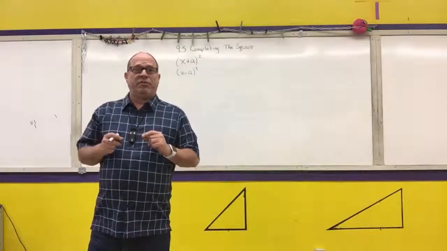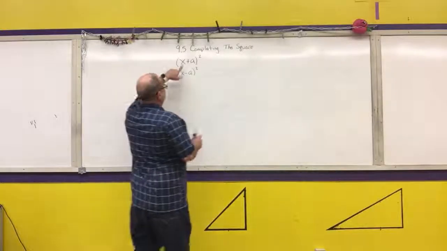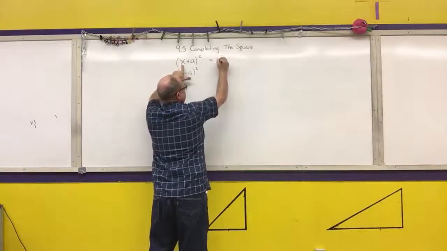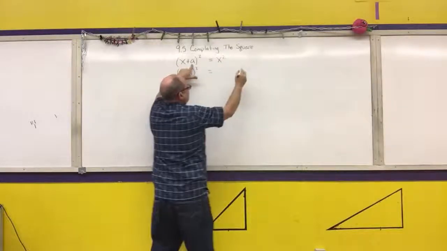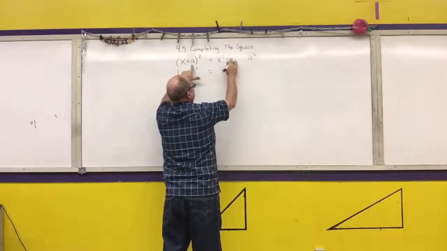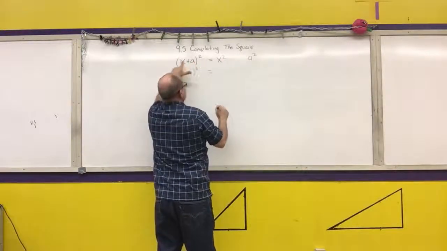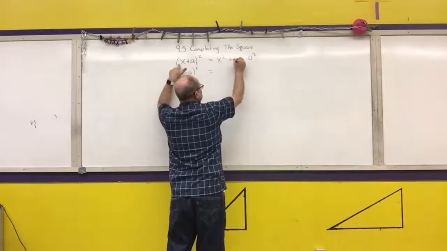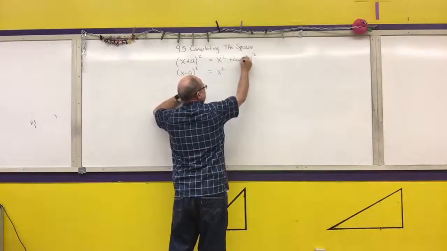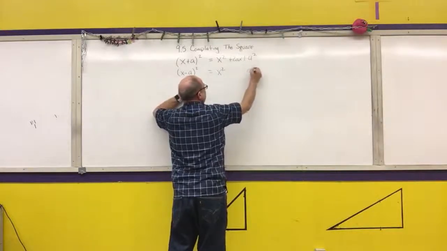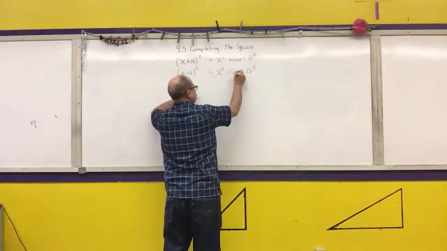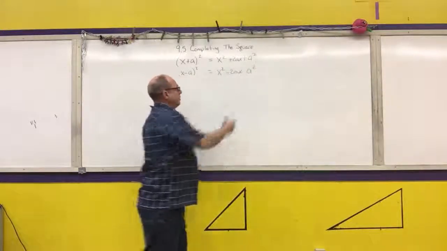So first thing I want to do is remind you that a binomial squared is a trinomial. The first term is the first term squared. The last term is the last term squared. And the middle term is 2 times the product. So 2 times a times x. Same thing here. First term squared, last term squared, and 2 times the product. 2 times negative a times x is negative 2ax. And there's a plus here.